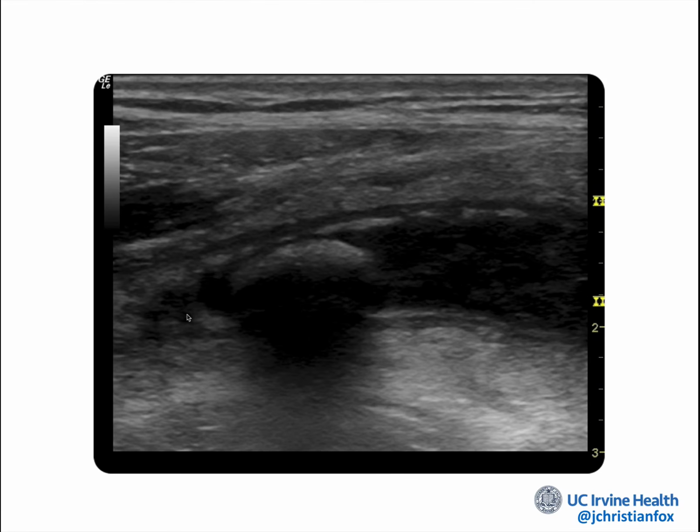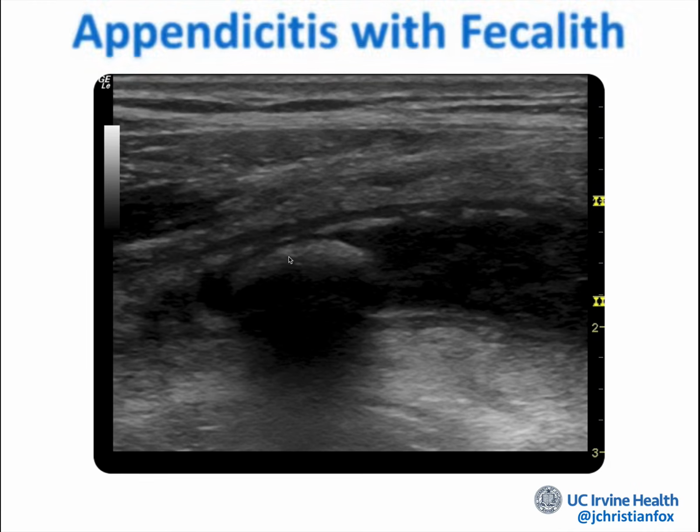There's a stone blocking the entrance and exit of the appendix. And so it's getting more and more swollen from its contents. Fecalith, sometimes called an appendicolith.